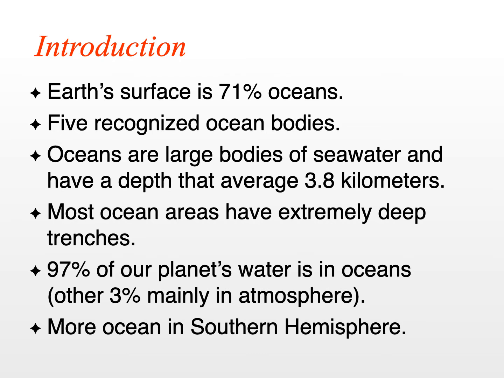Most ocean areas have extremely deep trenches. At these trenches, depths can be greater than 10 kilometers. 97% of our planet's water is in the oceans. The other 3% is mainly in the atmosphere. There is much more ocean in the southern hemisphere than there is in the northern hemisphere.